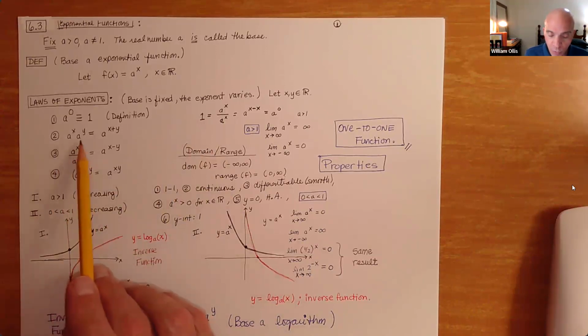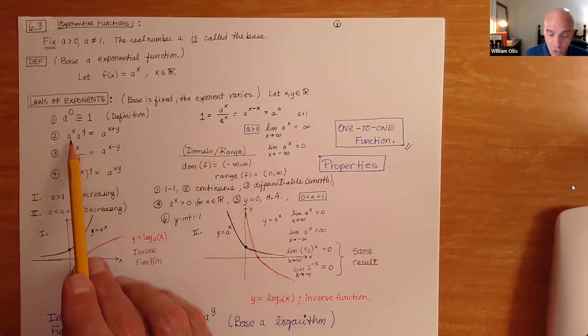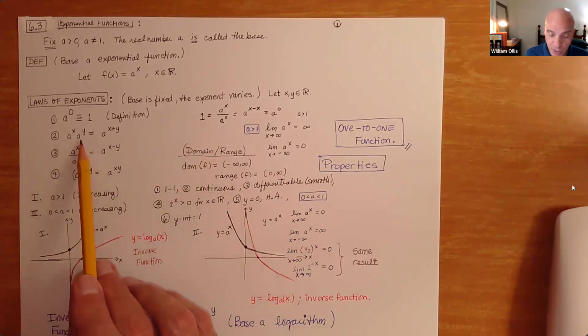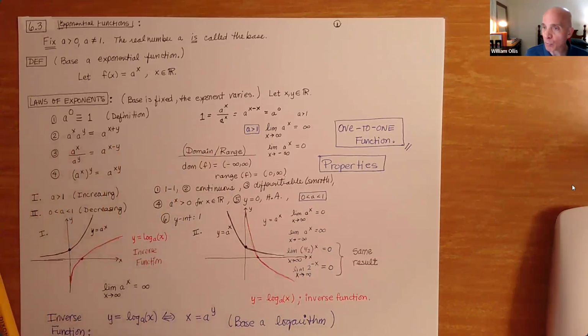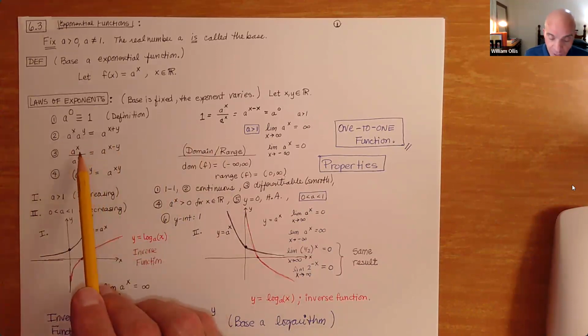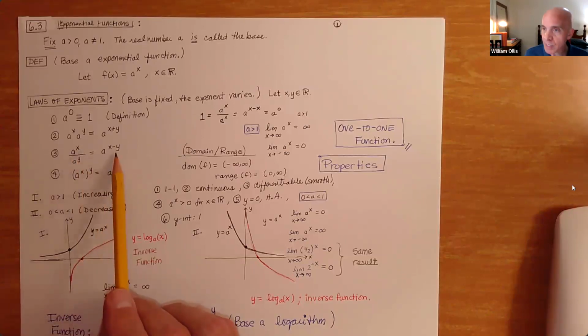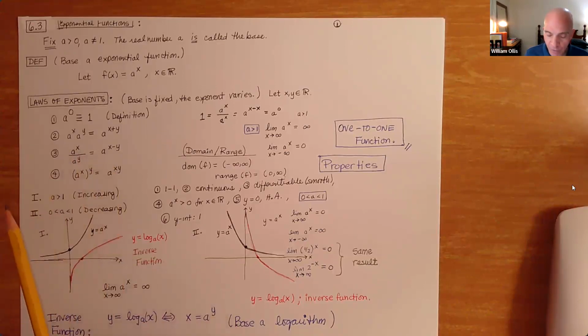Now, one rule that will be very familiar to you is that if you multiply two base A exponential functions, you can actually add the exponents, just like the power rule for algebraic functions. Now, again, in a very similar fashion, if you divide two base A exponentials, you can subtract the exponents, the same as you would do for power functions.